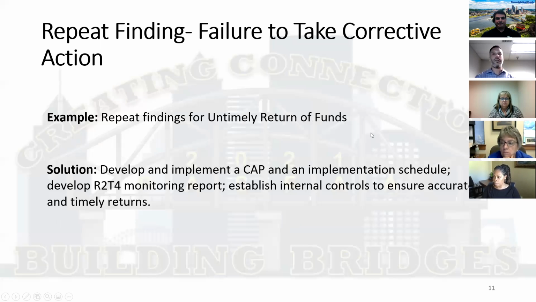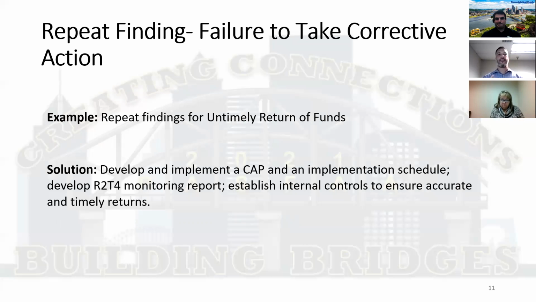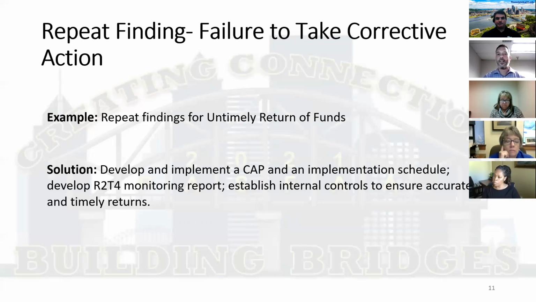So an example, repeat findings for untimely return of funds. Develop and implement a CAP and schedule to monitor, or develop an R2T4 report that you can be monitoring maybe every 2 weeks to ensure that the credit Title IV refunds are being returned within the required 45 days and they are accurately being returned. So we want to make sure that somebody is monitoring that. It could be first thing on every other Friday, looking at that.